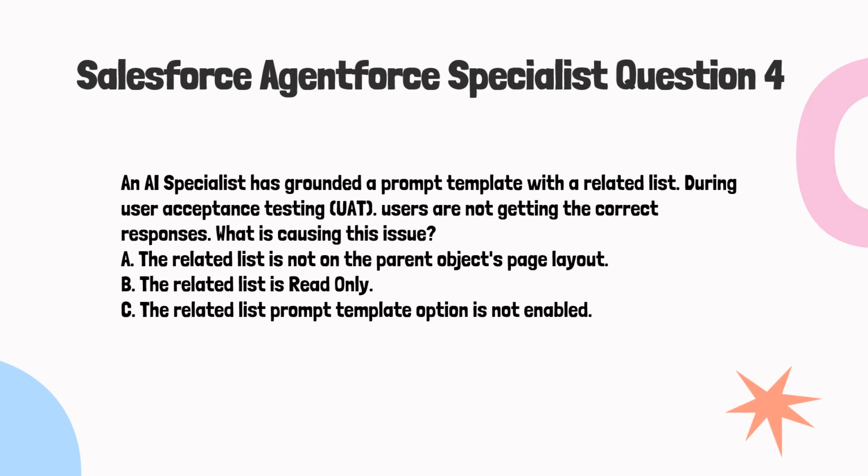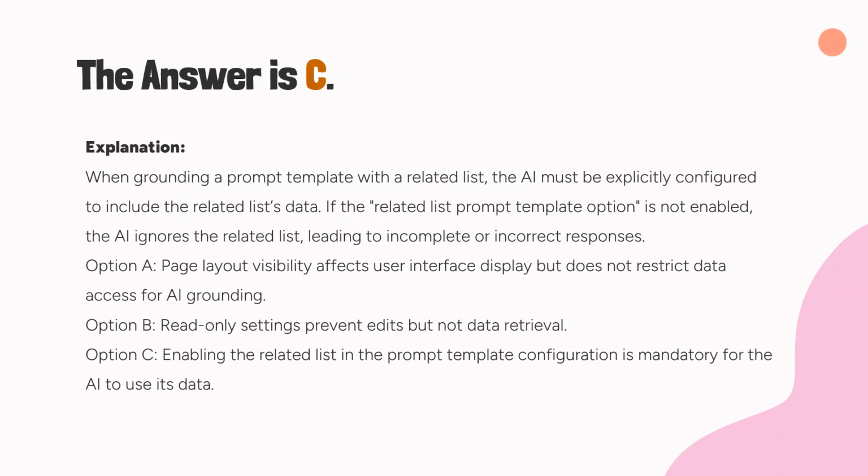An AI specialist has grounded a prompt template with a related list. During user acceptance testing, UAT, users are not getting the correct responses. What is causing this issue? A. The related list is not on the parent object's page layout. B. The related list is read-only. C. The related list prompt template option is not enabled. The answer is C.